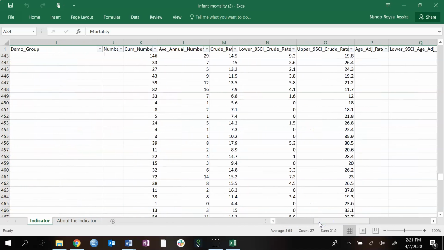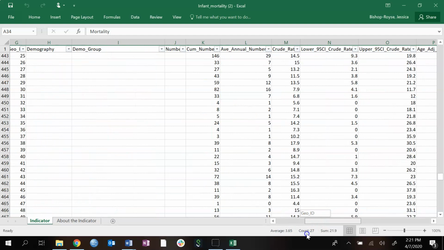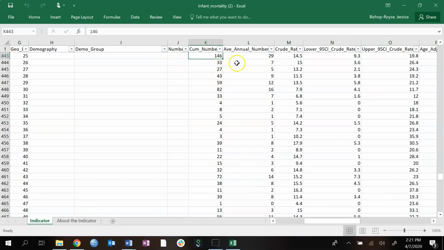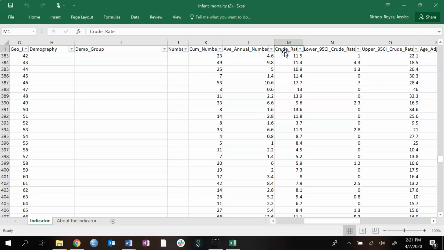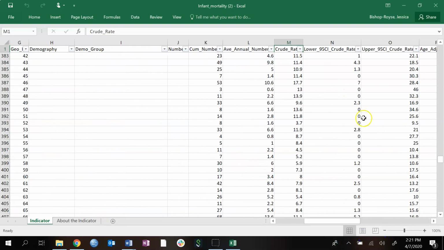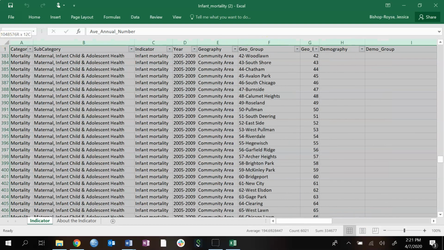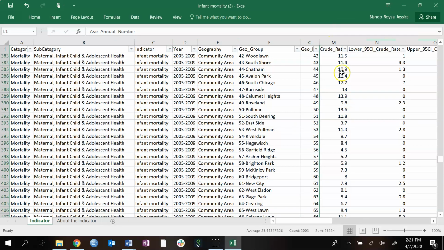Okay. In terms of the columns that we're interested in, we want to work with the actual rate data, okay? So the cumulative number and the average number are not going to be helpful for us, because in order to get the rate, we would need some information about the population. So instead, we are going to take the crude rate here, okay? In this particular data set, it is in column M, and the rest of these are not useful for us. So what I'm going to do is highlight all of these going over to the community area and hide them. Okay, so just right click and hide.